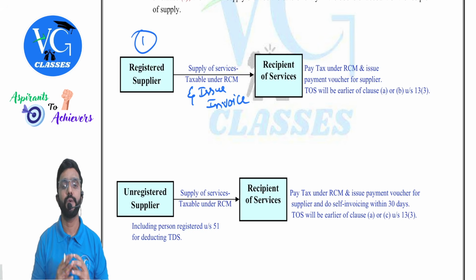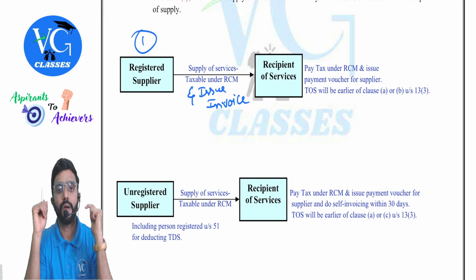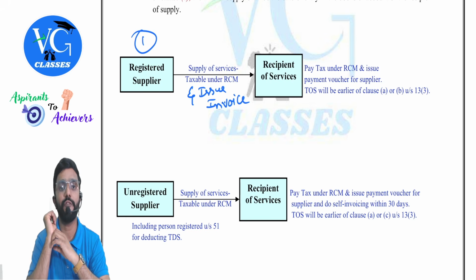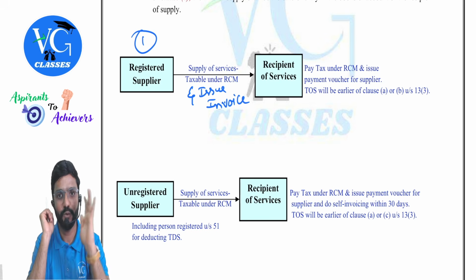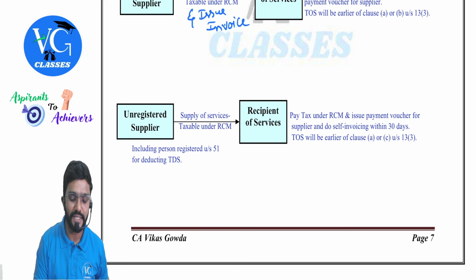Okay, sir. So the time of supply for the recipient who is liable to pay GST would be the earlier of clause A or clause B. That is the date of payment or the 61st day from the date of issue of invoice, whichever is earlier, guys. Hope you got it. Next. Sir, what if the supplier is unregistered, sir?